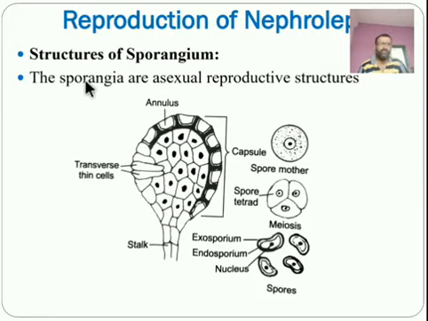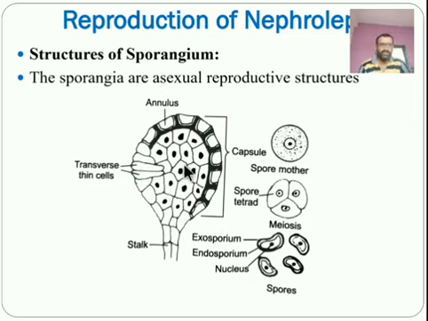We know that the sporangia are asexual reproductive structures. This is the structure of the sporangium, and here the multilayered annulus is there. This is the stalk and this is the circular capsule. On one side of the sporangium, transverse thin cells are there, and these transverse thin cells play an important role in the dehiscence process.